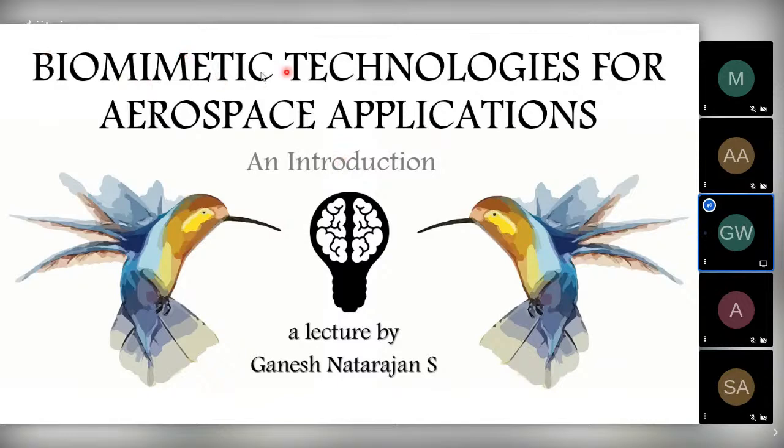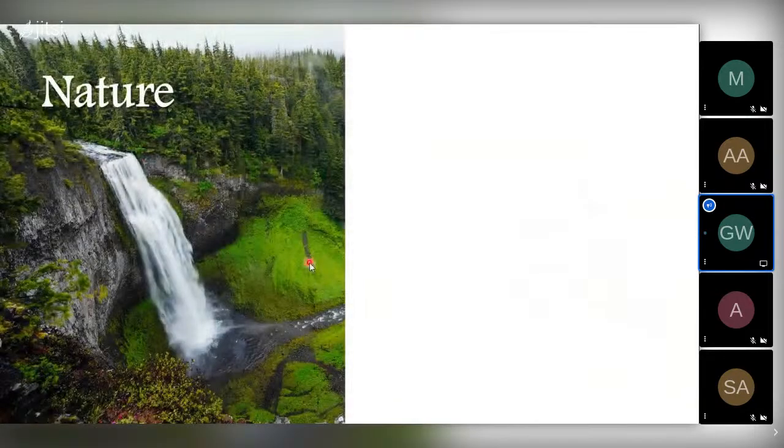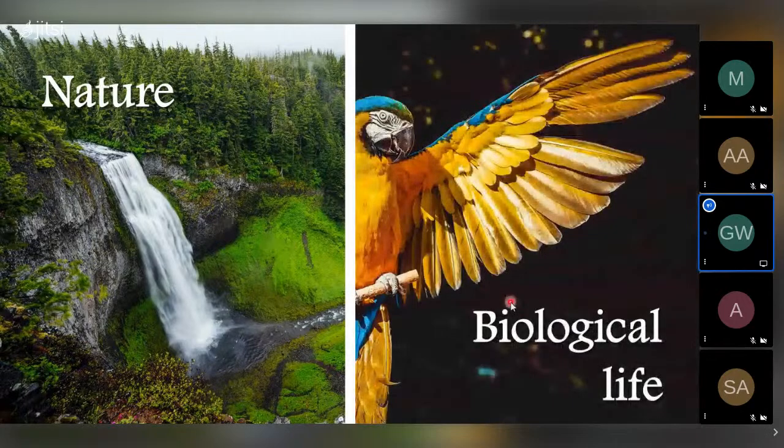Regarding the former portion of the topic, the biomimetic technologies, the term biomimetic may be unfamiliar among us. So let me start with a more familiar term. Nature, as we know, is the physical world surrounding us, except those made by humans. In nature we have living and non-living things, and in the biological life, each species has some particular feature which was evolved by it.